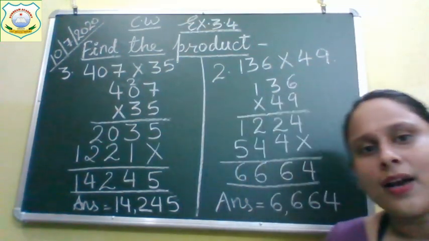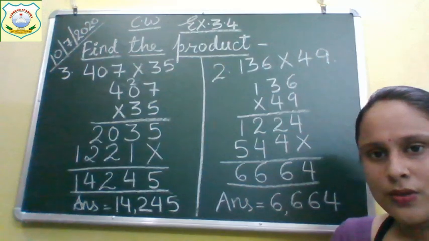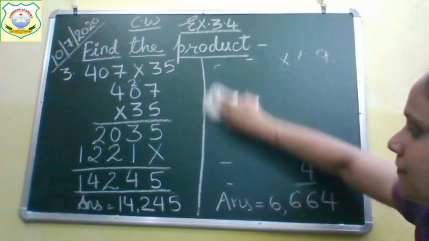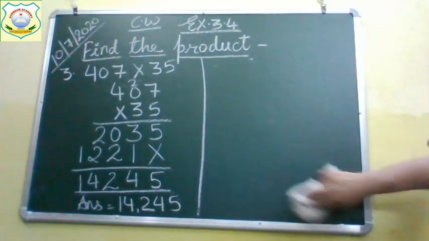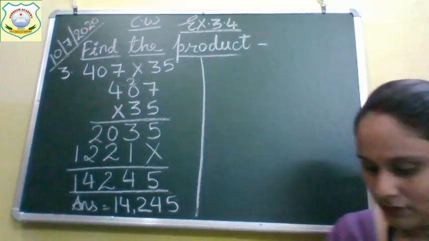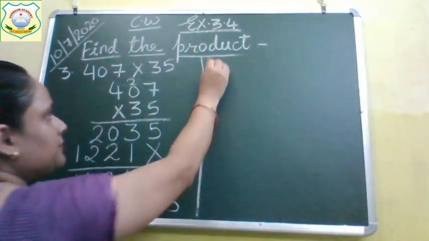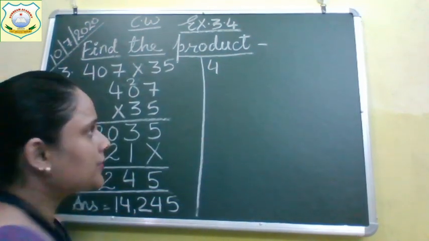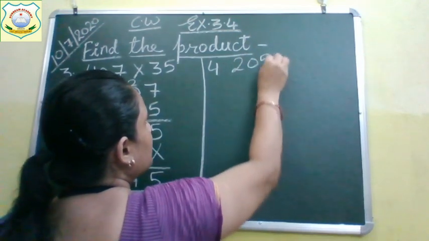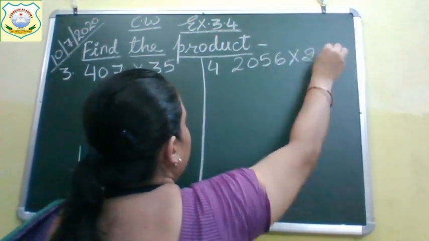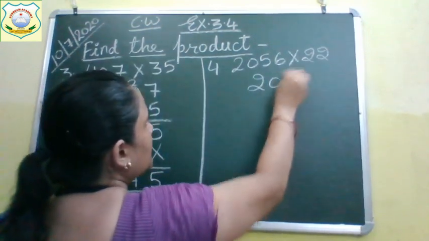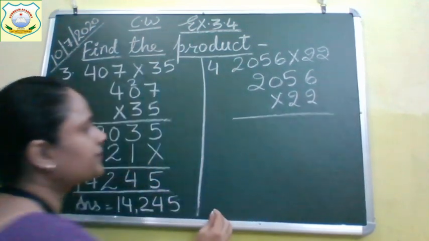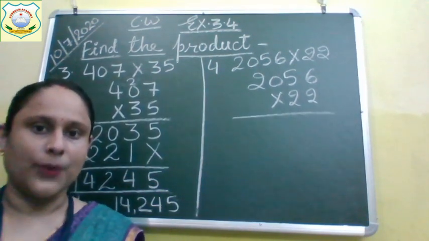Now I hope you have all completed your question number 2. Okay, so let's start question 4. Question 4 is 2056 into 22. 2056 into 20. Okay, this is the question.